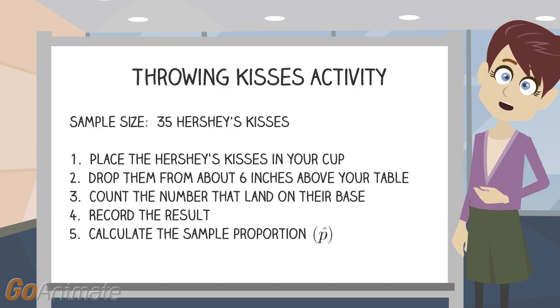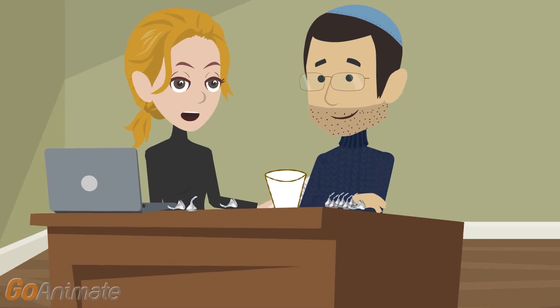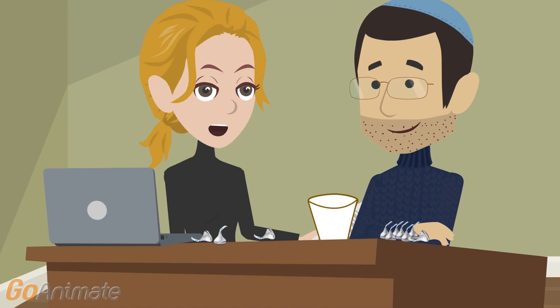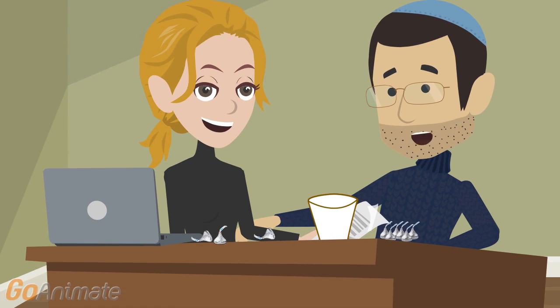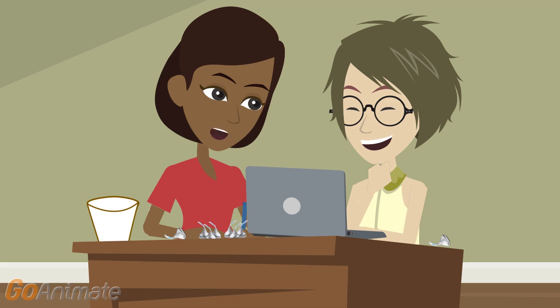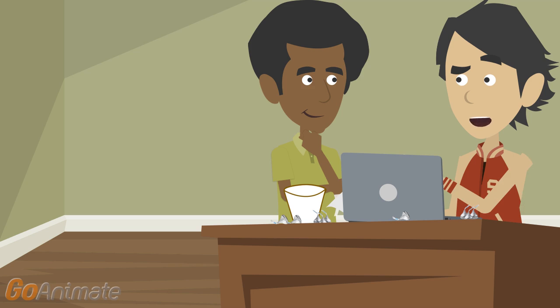Let's begin the activity. 9 out of the 35 that I have dropped landed on their base. So my proportion is about 0.26. I have 15 out of 35 that landed on their base, so my proportion is about 0.43. The proportion I got was close to the proportion that Susan got. I got 0.29. My proportion is only 0.17. Our samples are the same size. Why are the proportions so different?